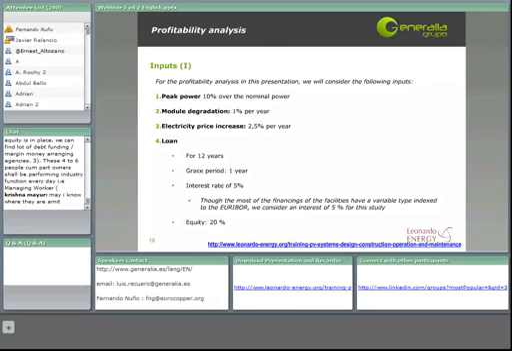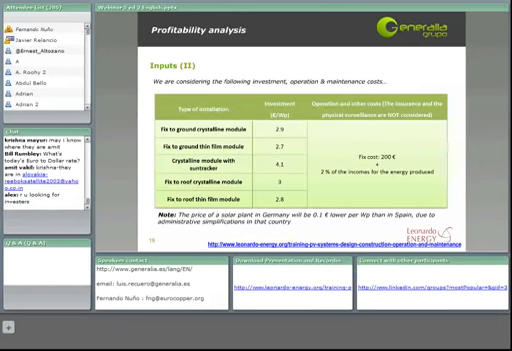For example, for a fixed-to-ground crystalline module facility, we have chosen an investment of 2.9 euros, and you can see there that if we are using thin film, the investment will be a little bit cheaper, and if we are using sun trackers, it will obviously be much more expensive. Normally, from about 30 to 35% more expensive.